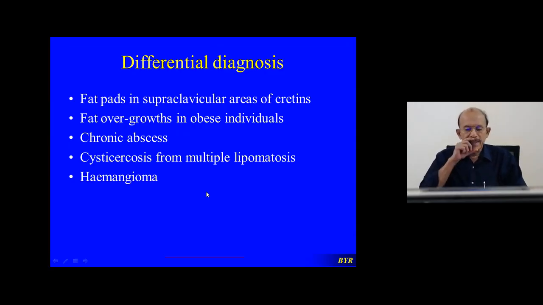For example, there is a lipoma in the parotid region, parotid gland. So it will be lobular, it will be soft in consistency. So hemangioma also will have the same features.